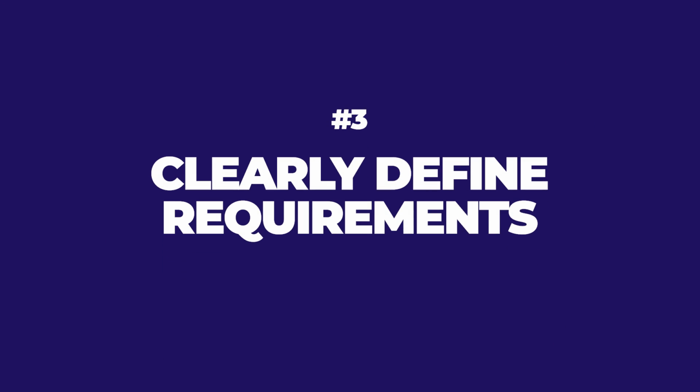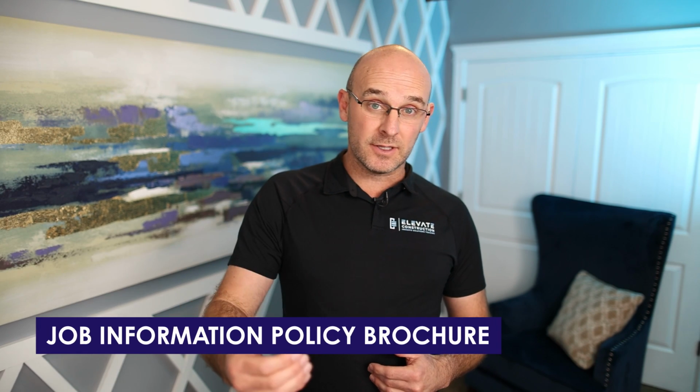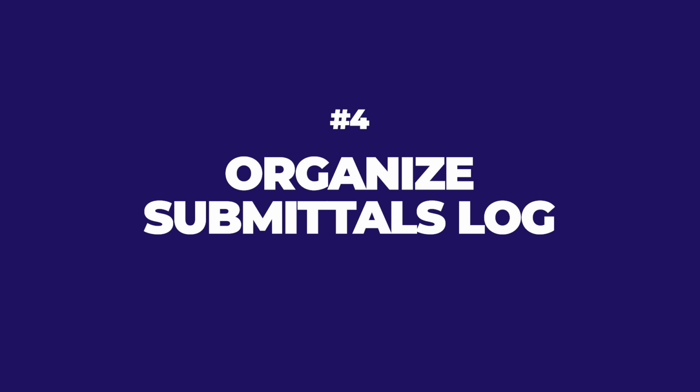Number three, make sure that the entire team understands the requirements. Clearly outline those requirements for your trade partners and make sure that they're clear on formatting, content, and any other supporting documents, and make sure they understand the project management system. This can also be clearly explained in the job information policy brochure or whatever information you send to trade partners to properly onboard them.